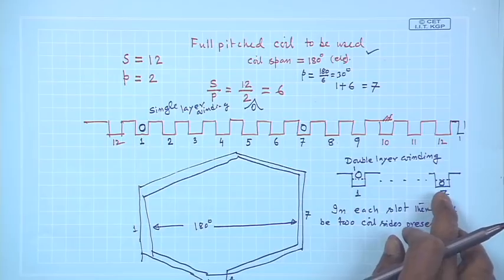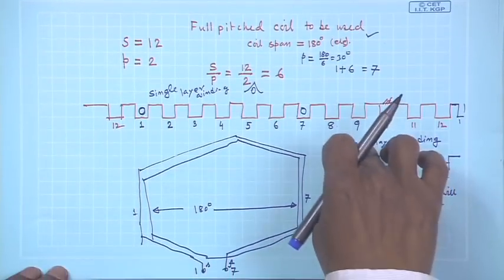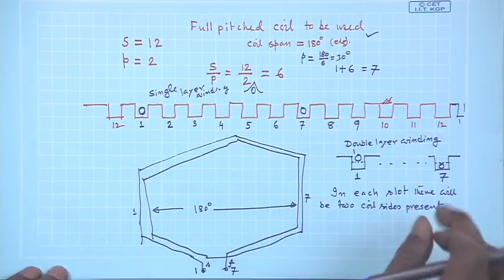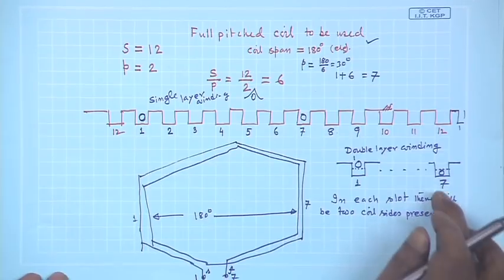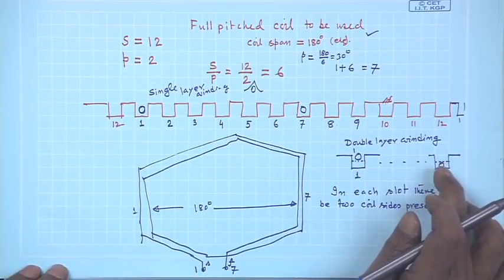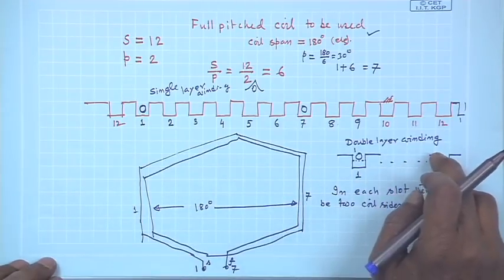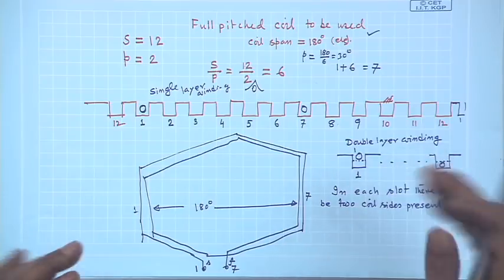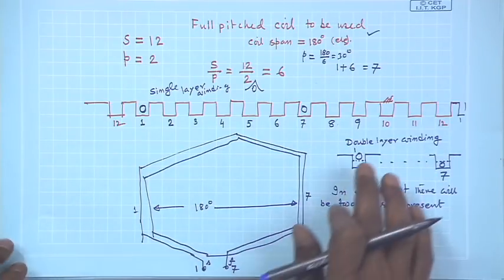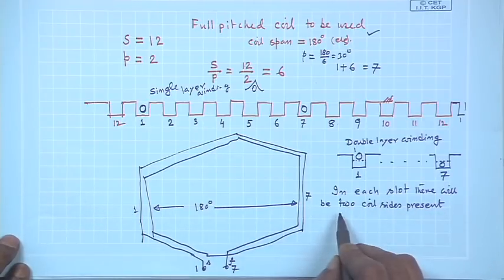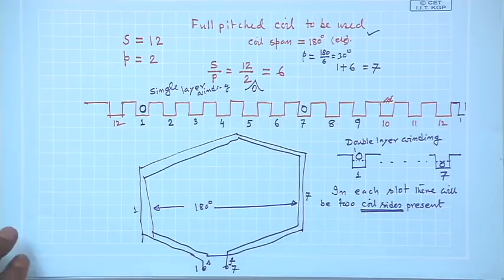So, in the upper deck, 1 is one coil side of coil 1-7. If you use this double subscript, its finish is at slot number 7 and it will be in the lower deck. In the upper deck and lower deck of slots 1 and 7, there will be other coils. Therefore, in a double layer winding, in each slot there will be two coil sides present. Therefore, if I know the total number of slots, how many total coils can it accommodate? Each coil requires two coil sides.